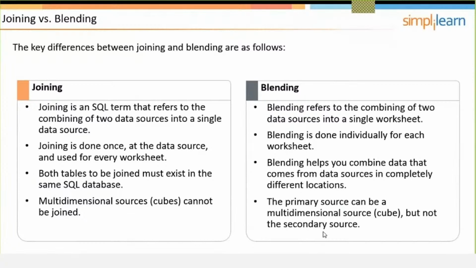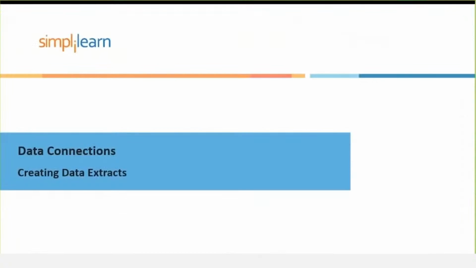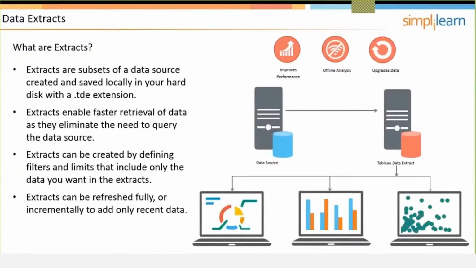All right, so that's how you can optimize your connections. You can select whether you want to perform a blend or a join, depending on the kind of connections that you have, and that's how you can work with the different data sources available. We're going to proceed further in understanding how we can create data extracts.